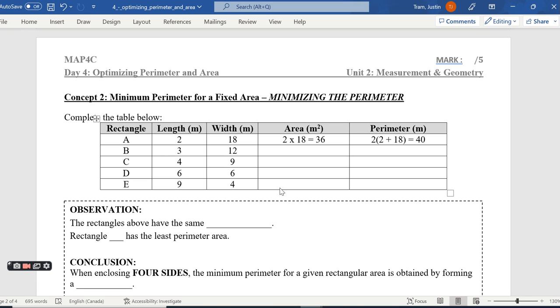So rectangle A, 2 times 18 is the area, 36. So let's look at rectangle B. 3 times 12 is 36.